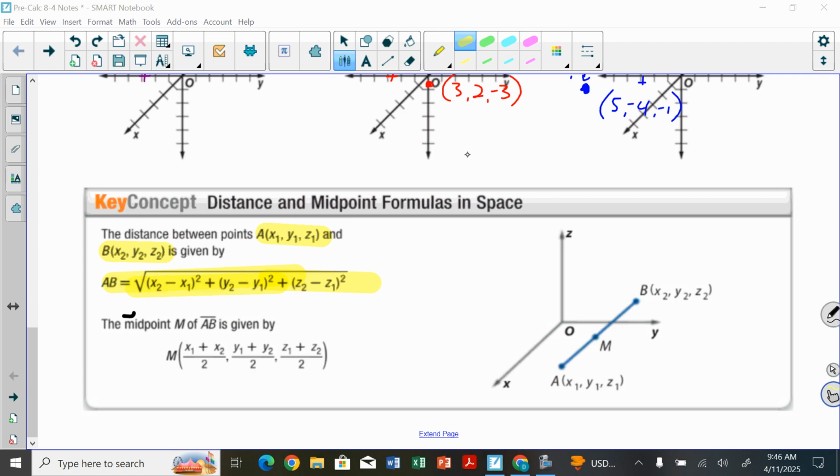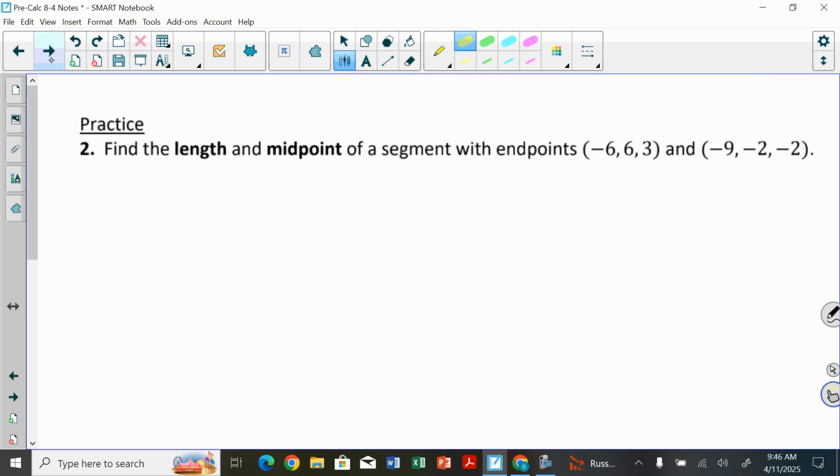And then midpoint, same thing. We know if we add x's and divide by 2 and add y's and divide by 2, that was a midpoint on an xy plane. Now an extension of that would add the z's to it. So add your z's and divide by 2. So pretty simple stuff. Okay, so let's practice that.